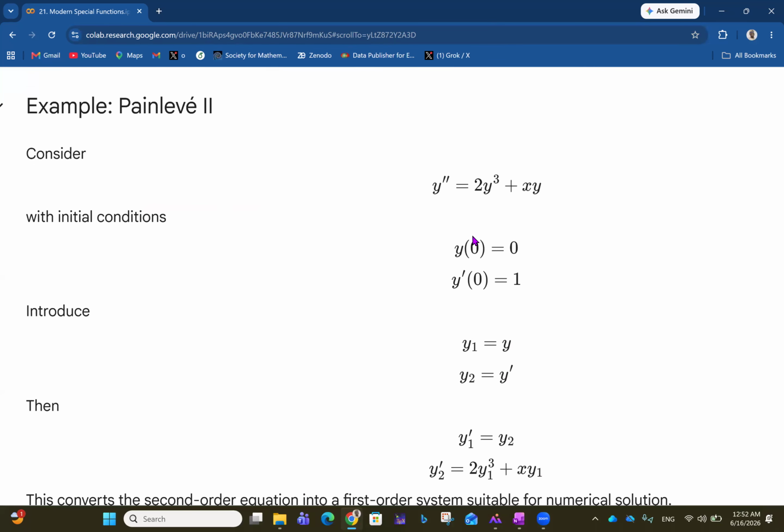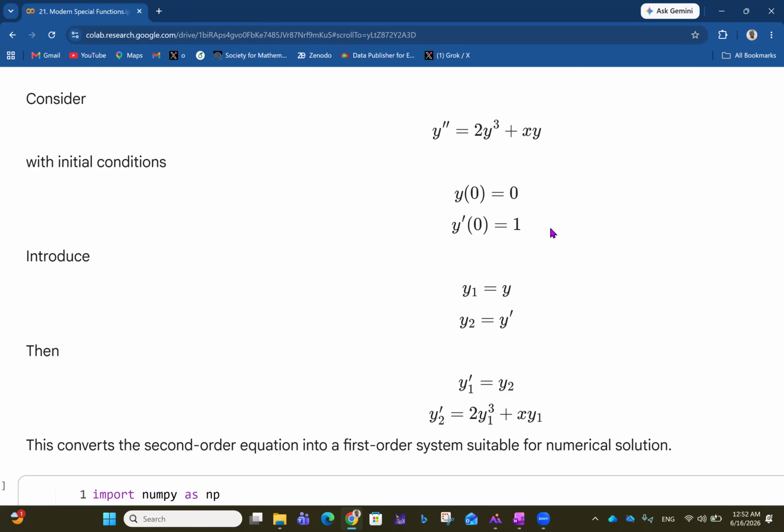So y prime prime equals 2y cubed plus xy with initial conditions y of 0 equals 0 and y prime of 0 equals 1. So if you introduce y1 as y, and we differentiate y and it becomes y prime, and we say y2 is y prime, then we make this second order differential equation into two first order differential equations.